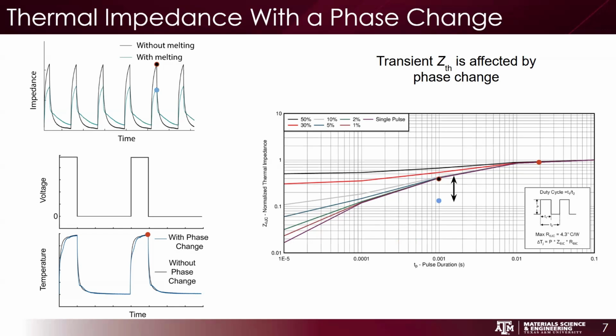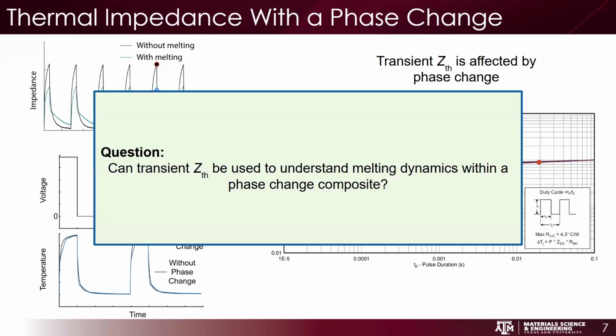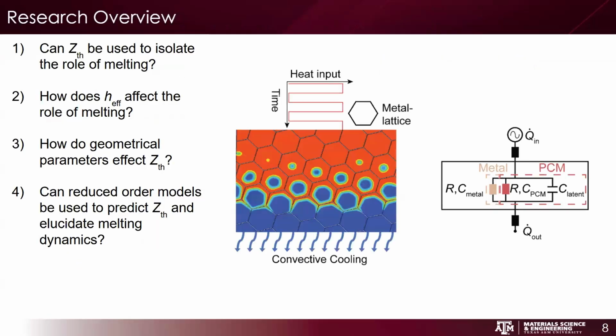So when there is no melting, you could have a higher maximum temperature of the system, while if the energy is going into changing the phase of the system, then you can have a junction temperature suppression. That's the motivation in the current literature. So the question is then, can we use these transient thermal impedances to understand the melting dynamics within the system from a materials perspective within these phase change composites?